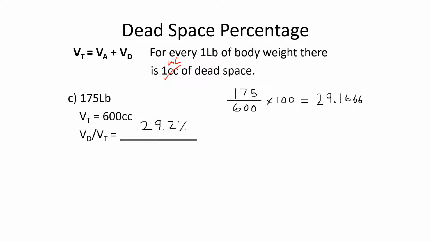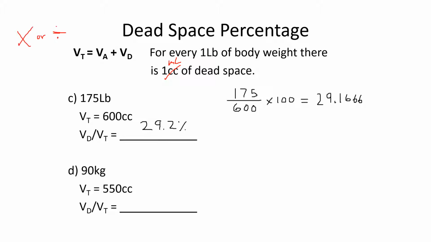What if the weight's given in kilos? You have to multiply by 2.2. So you multiply or divide by the conversion factor. If you're still not sure, you're going to have to do a lot of converting in between problems. So multiply by 2.2, we get 198 pounds, which is equivalent to 198 mLs of dead space. Divide that by the tidal volume, 550, times 100 to get your percentage, 36% dead space volume.